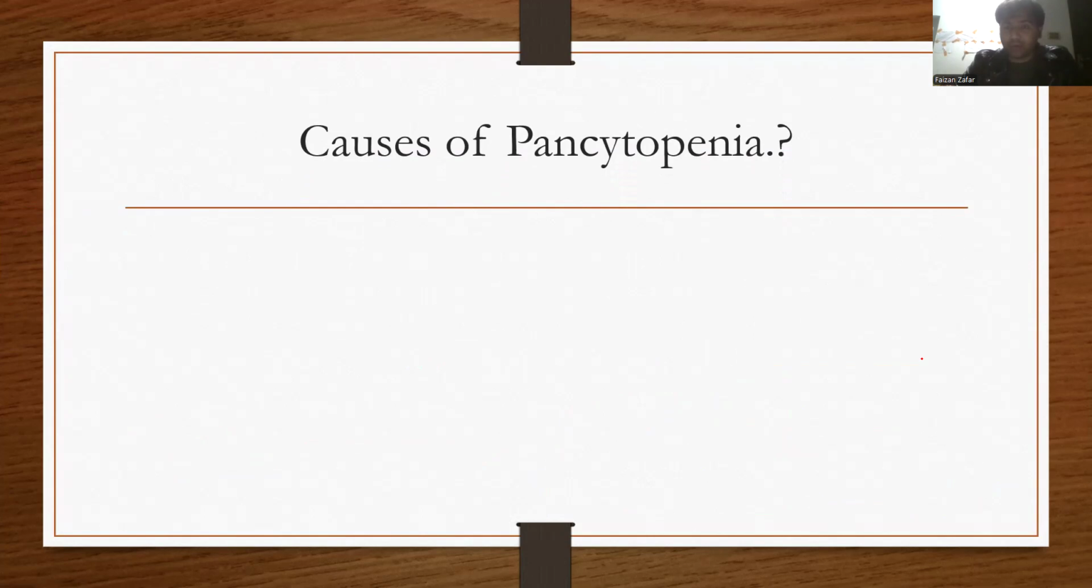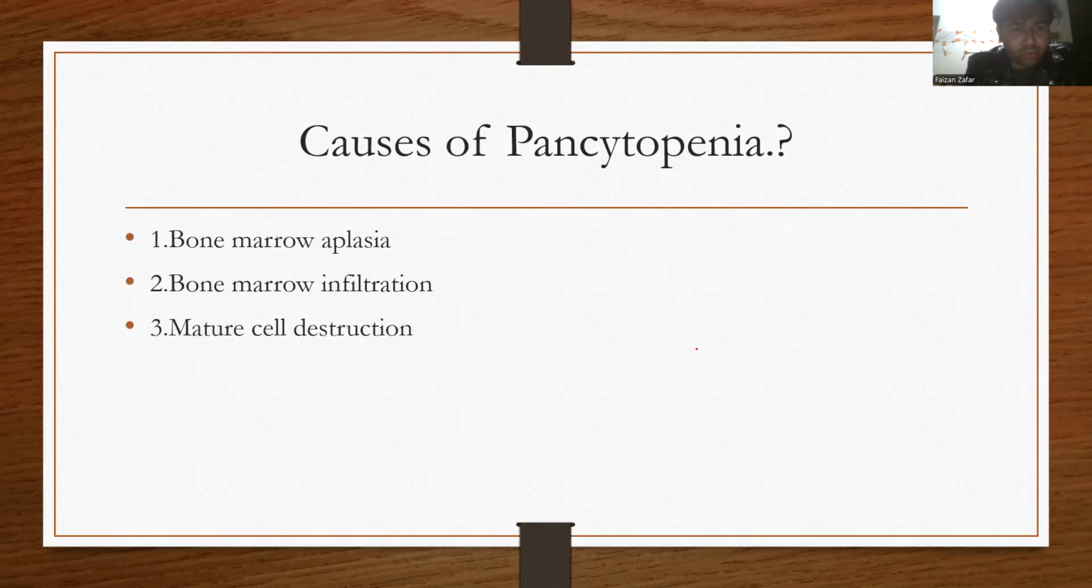Okay, so causes of pancytopenia. What is pancytopenia? Pancytopenia is a decrease of two or more types of blood cells. The first cause is bone marrow aplasia, and infection is very important here. Which infections? HIV, hepatitis, and parvovirus. These are very important causes of bone marrow aplasia.